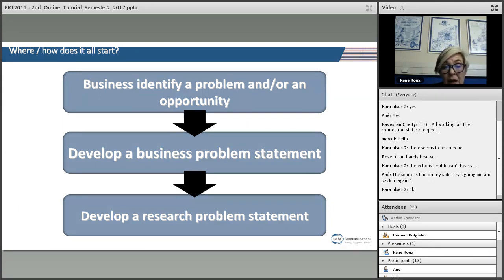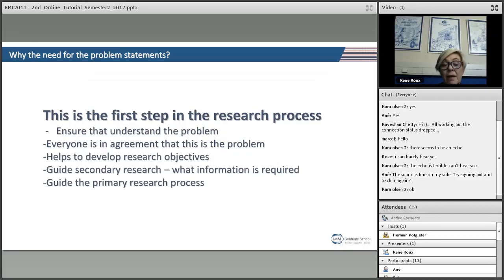Let's look. As I said before, research always starts with a problem and sometimes an opportunity. And that problem or opportunity leads to the business problem statement. And from the business problem statement, you derive a research problem statement. The two are not the same. There is a significant difference between the two.